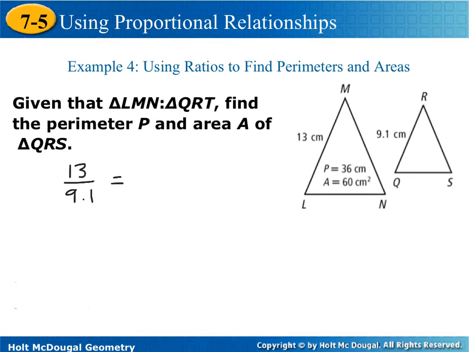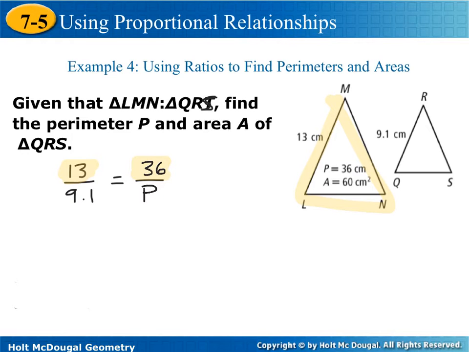So in order to find the perimeter, we're just going to use that ratio to find the perimeter of triangle QRT, or QRS, it should be. Okay, so our perimeter of the big triangle is 36 centimeters. So is that going to go on the top or on the bottom? On the top. So since 13 corresponds with the big triangle, the top here has to correspond with the big triangle also. So that 36 will go on top. And then what's going to go on the bottom? X, or we could just say P, since we're trying to find the perimeter.